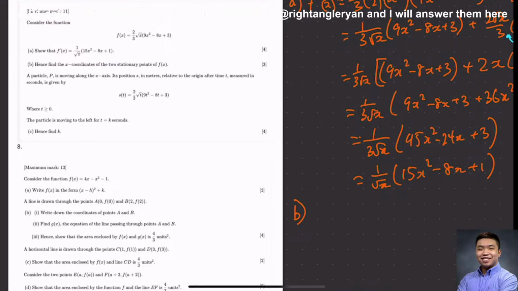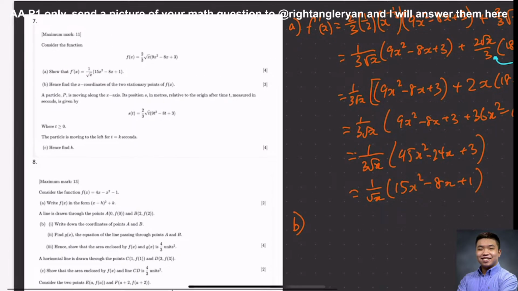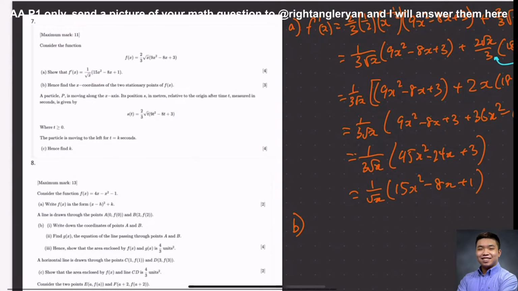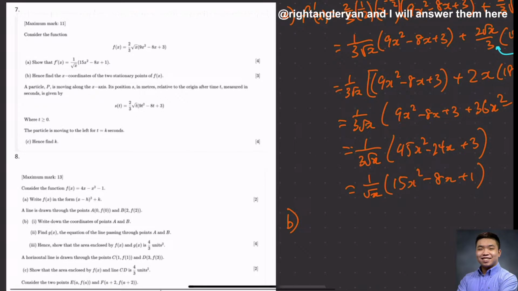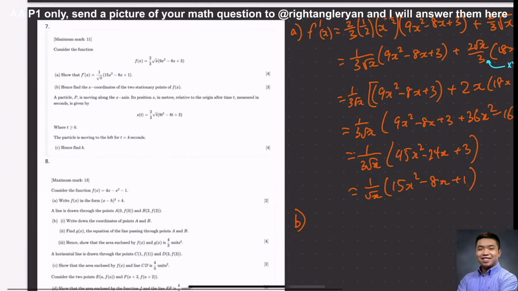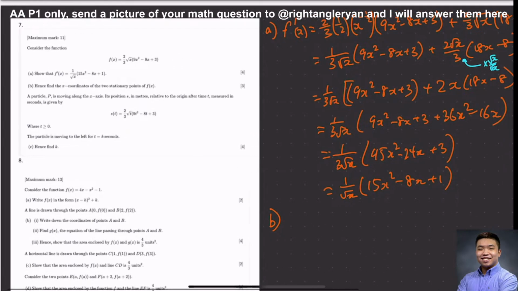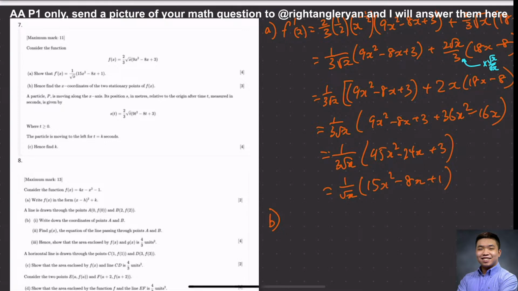Part B, hence find the x coordinates of the two stationary points of f. Two stationary points of f. Man, I need to differentiate it again. Do I need to differentiate this again? Is there a faster way to do this? No, I don't think so. So f prime prime, no, stationary points. Stationary points. Oh no, I don't need to differentiate it again.